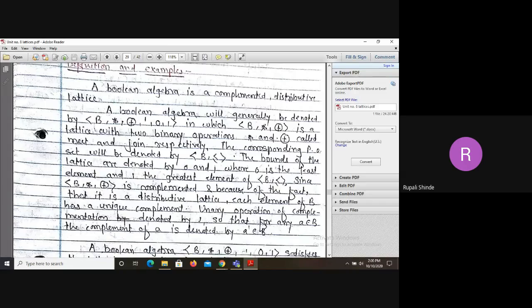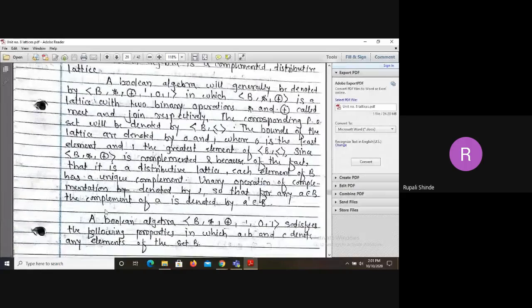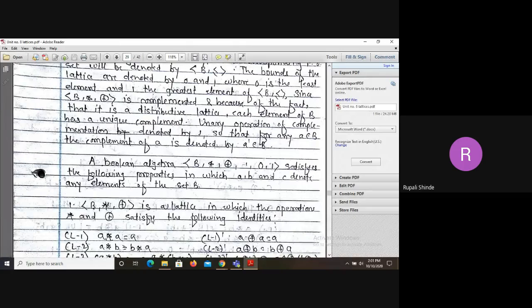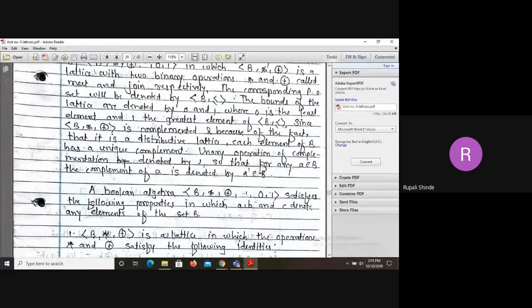Have you understood the definition of Boolean algebra? Yes, ma'am. Now we have to see what are the properties of Boolean algebra. Whatever properties we have seen for lattices, all those properties are included here. In fact, some more properties are also added. So we have to see those properties. Can you tell me what are the properties of lattices? We have seen 4 properties of lattice.